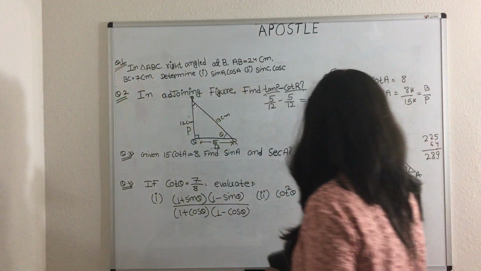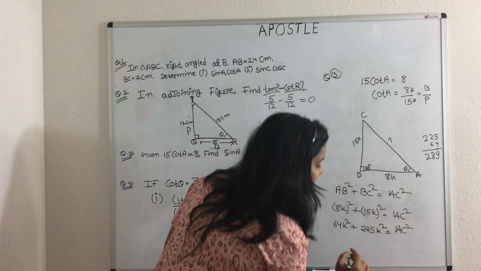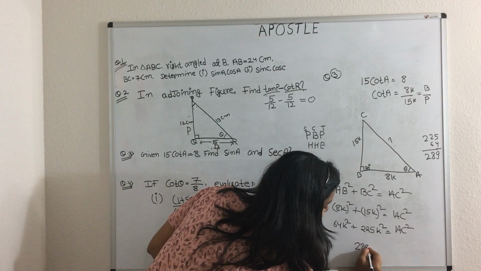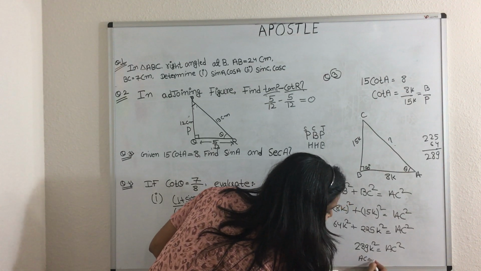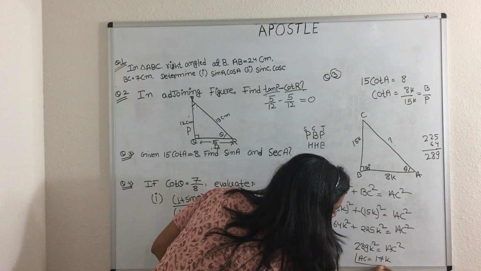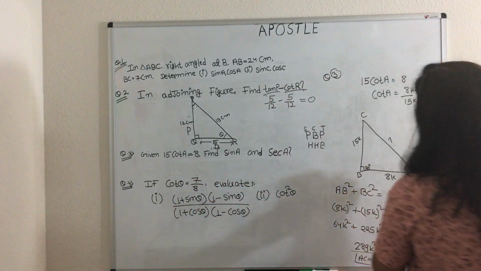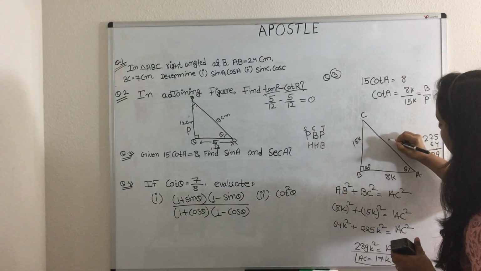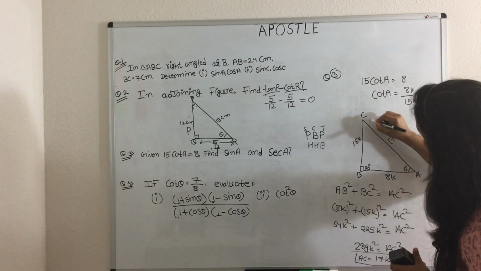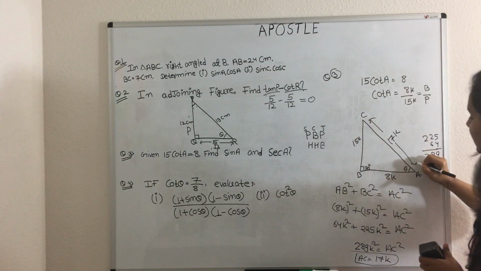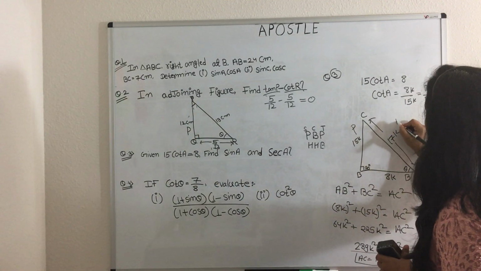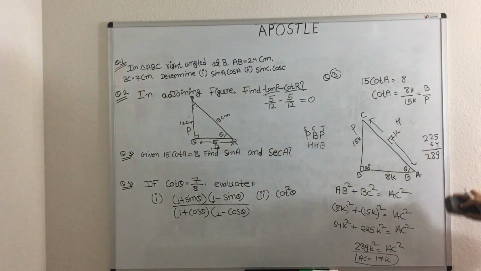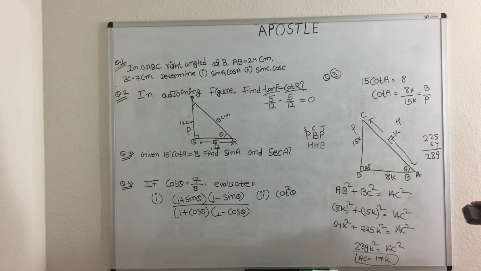And 289 is the square of which number? 289 is the square of 17. So 289k square is equal to AC square. So the value of AC is going to be 17k. Clear? Now we know the value of AC. In this case, base is this, perpendicular is this, and this is the hypotenuse. Now I am going to rub this out and then we proceed, as we have to find the value of sin A and sec A.